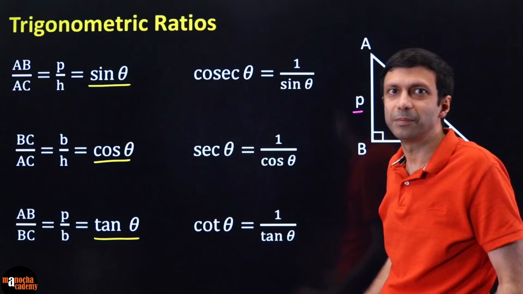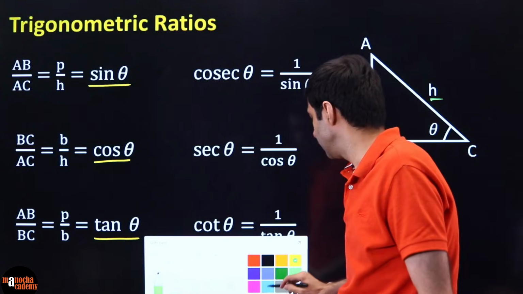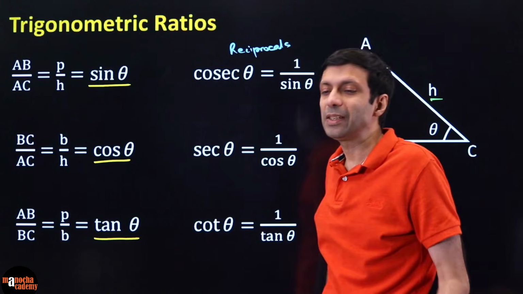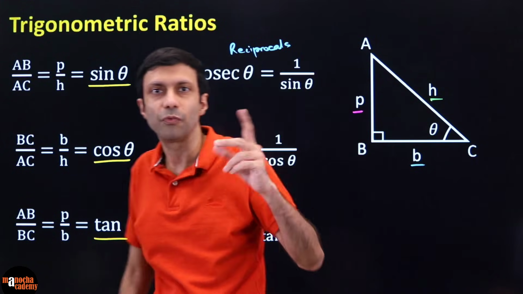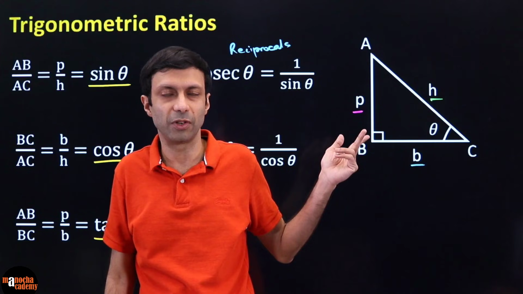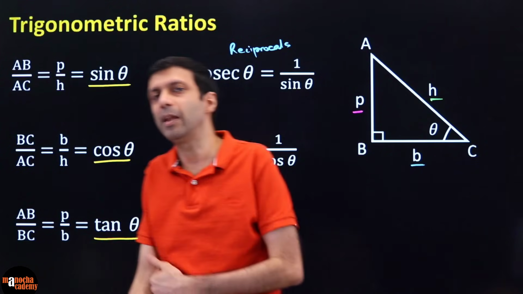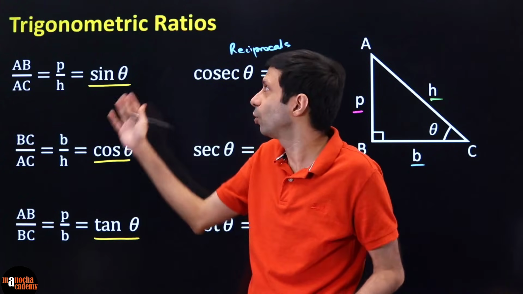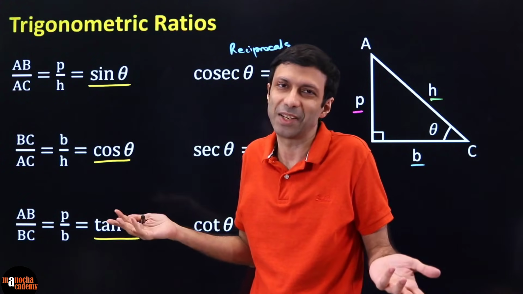So it is B by P. Clear? So you can see these guys are basically the reciprocals. What trigonometry ratios really are, they are ratios of any two sides of the triangle, and they are given names. So if you take perpendicular by hypotenuse, you don't call it a P by H ratio, you call it a sine theta. Sounds fancy, right?